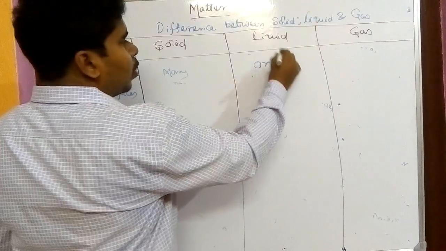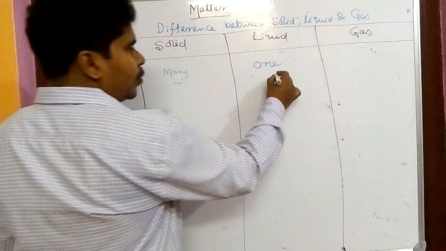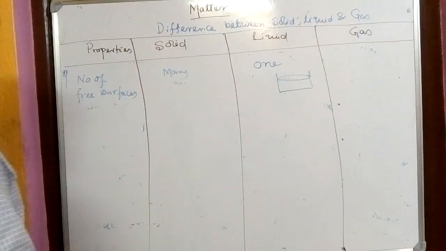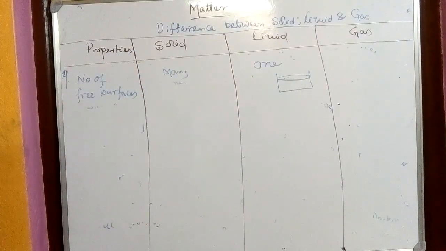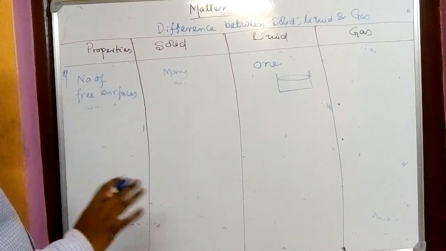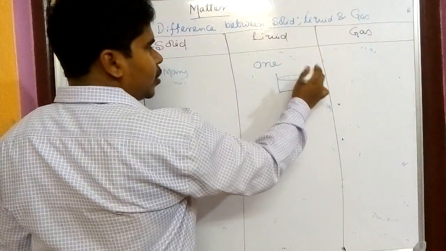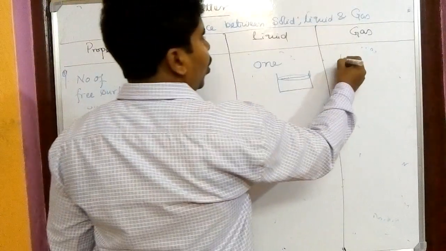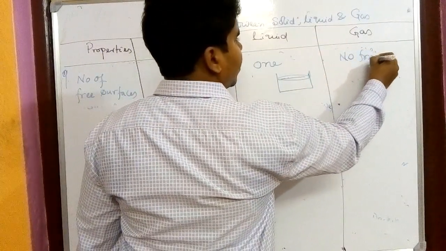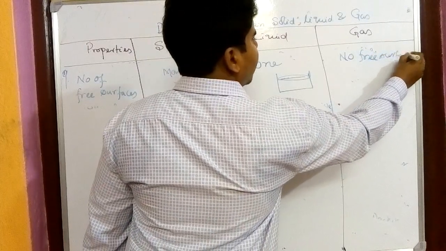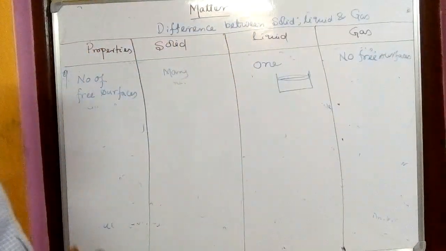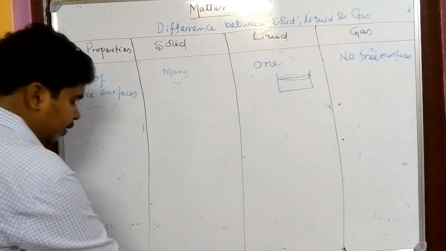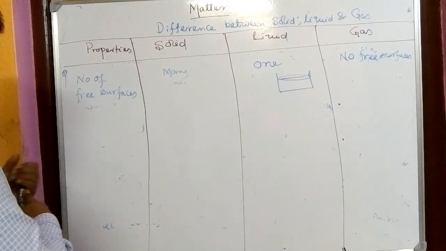For liquid, there is only one free surface. If the liquid is kept in a container, it has only the free surface at the top. Rest there is no free surfaces, every part is closed by the container. So here only one free surface, and gas, no free surfaces, because the gas is not a rigid substance. If it is not rigid, then how will there be surfaces?